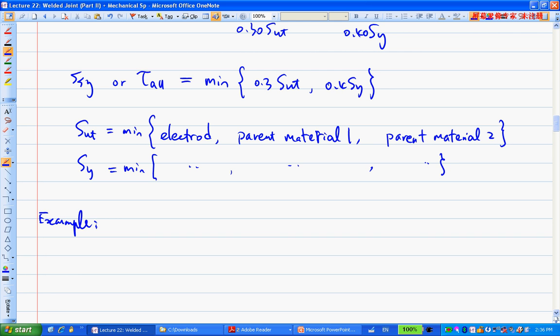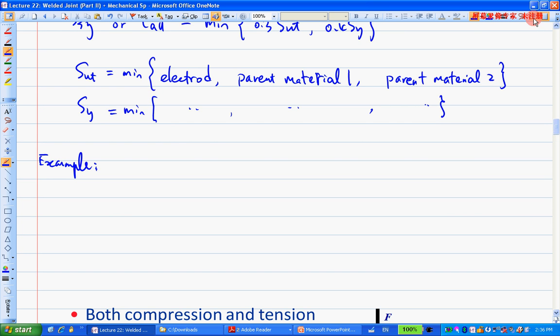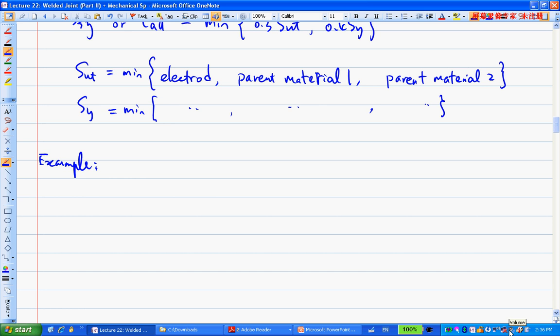Any questions so far? Okay. This example is very similar to the example that we did in the previous lecture, but I'll change the numbers a little bit.